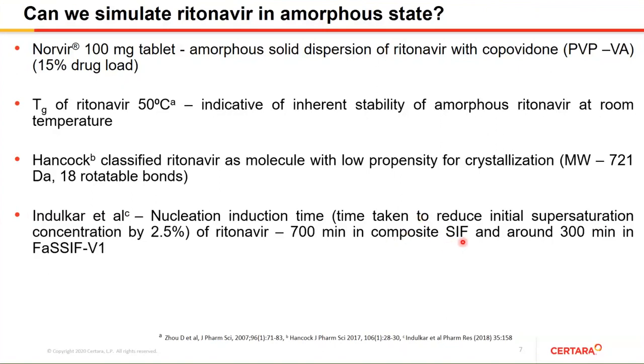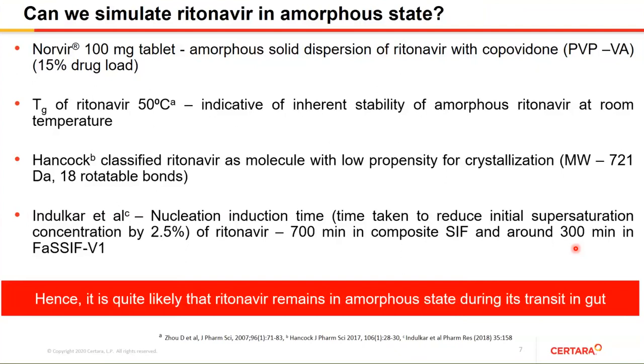In composite simulated intestinal fluid it was around 700 minutes, whereas it was around 300 minutes in fasted state simulated intestinal fluid version 1. So even the nucleation induction time in FaSSIF version 1, which is around 300 minutes, is roughly 5 hours. And what we have in Simcyp as a mean residence time in the small intestine is around 3.3 hours. So if the molecule is staying in its amorphous form for nearly 5 hours, that's quite a significant time for a molecule to get absorbed from the gastrointestinal tract. So while doing the simulations for ritonavir, one of the major assumptions we made is that it is quite likely that the molecule remains in its amorphous state during its transit in the gut. And there are some in vitro dissolution data as well which support this hypothesis.